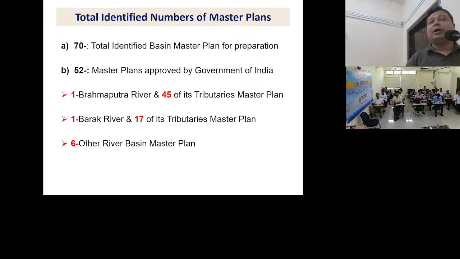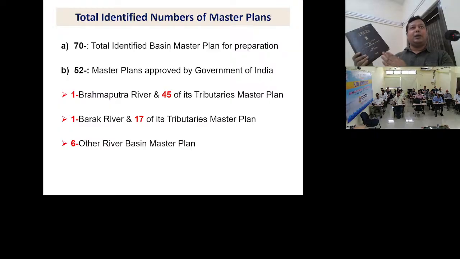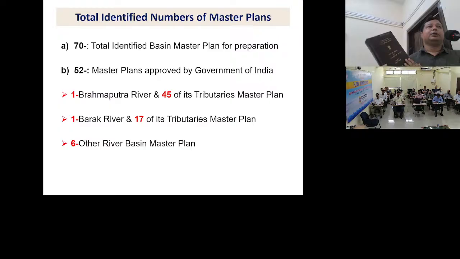But in the meantime, what is happening? We started this work from 1990. Even this is the Brahmaputra basin master plan. If you see, it is written 1986. This book is from after 1986. There is no new version. So basically, data is up to 1986, but now it is around 40 years later. So in many master plans, we have already crossed more than 30 years.